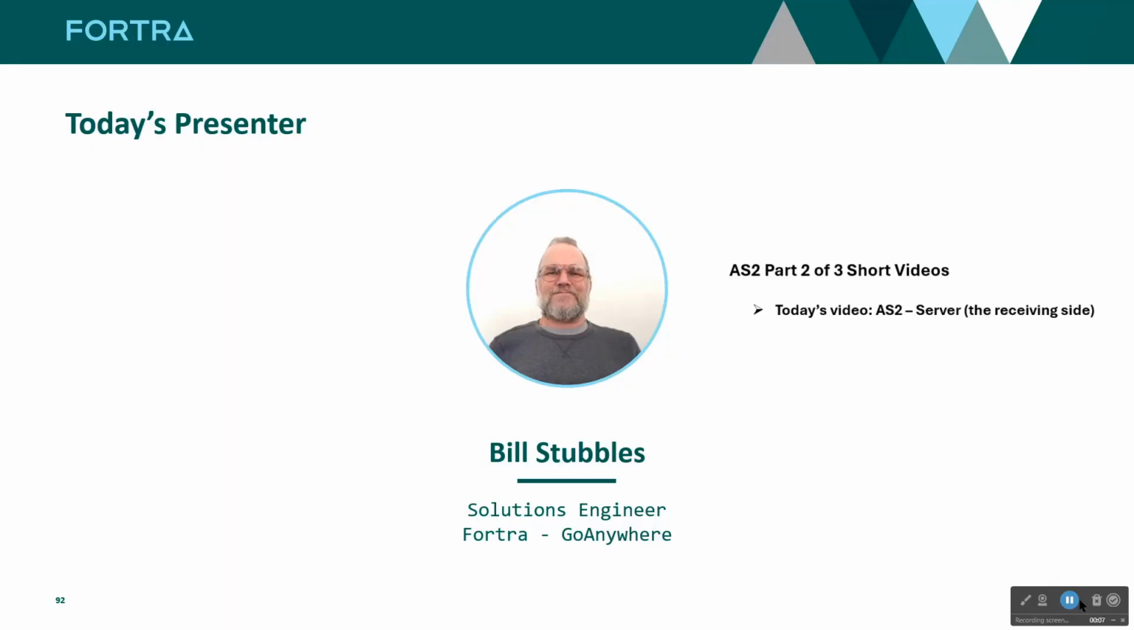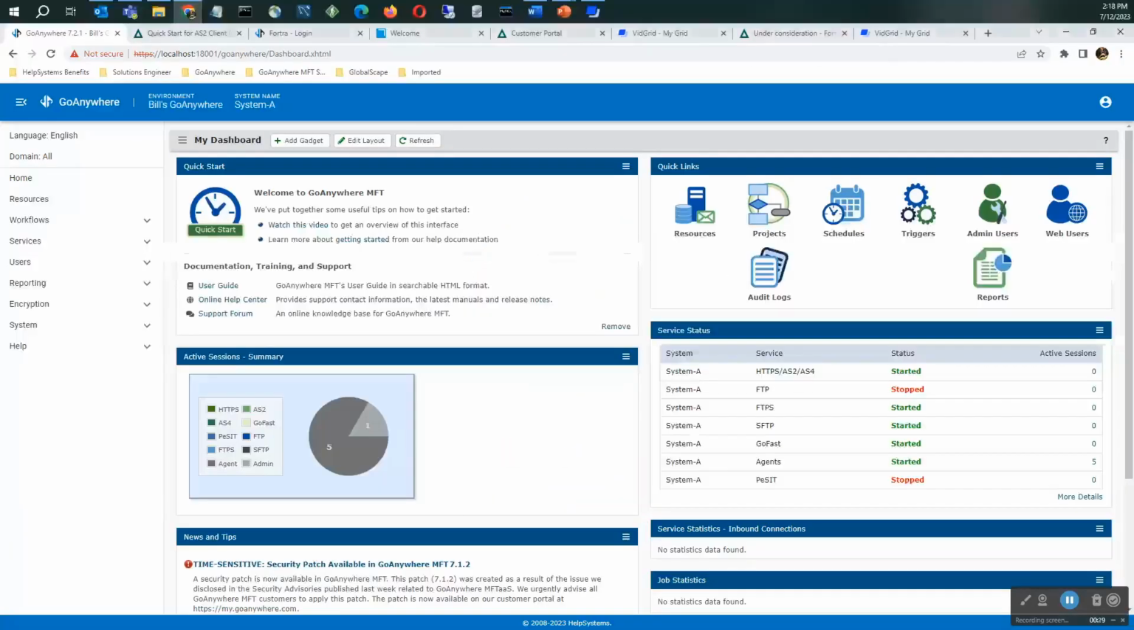This is the second in a three-part series of videos on the AS2, or Applicability Statement 2, file transfer protocol. In this video, we're going to look at the server-side setup for AS2 within GoAnywhere. There are two pieces to the AS2 server setup: setting up the listener itself and then setting up a web user account. The listener is a subset of the HTTPS functionality.